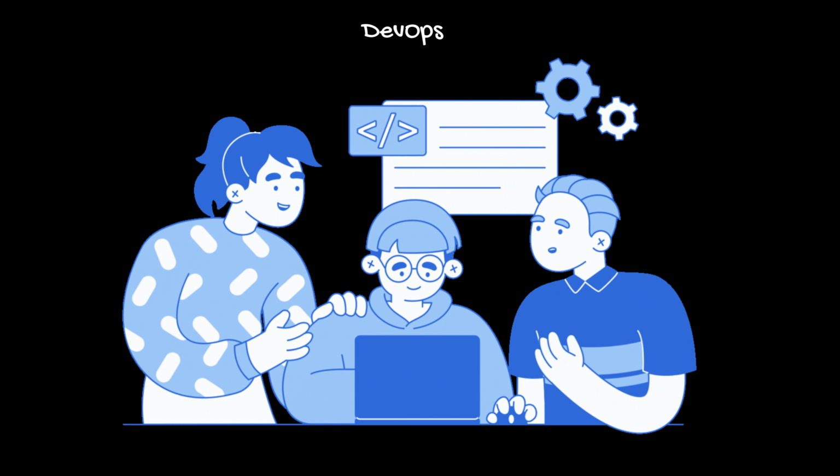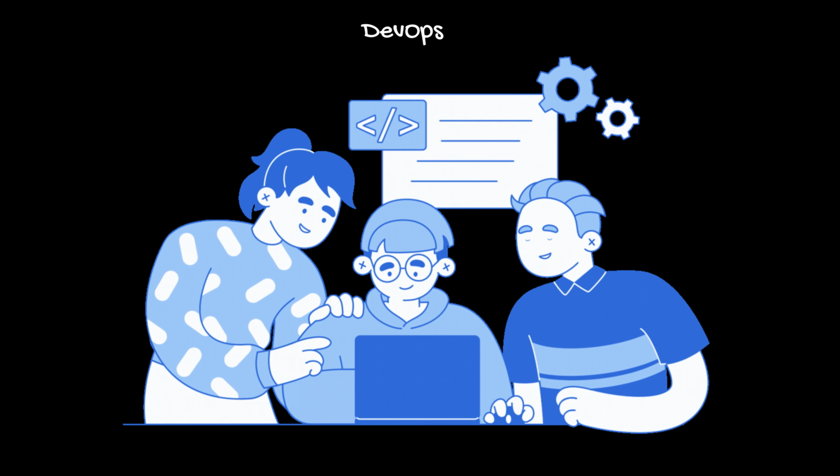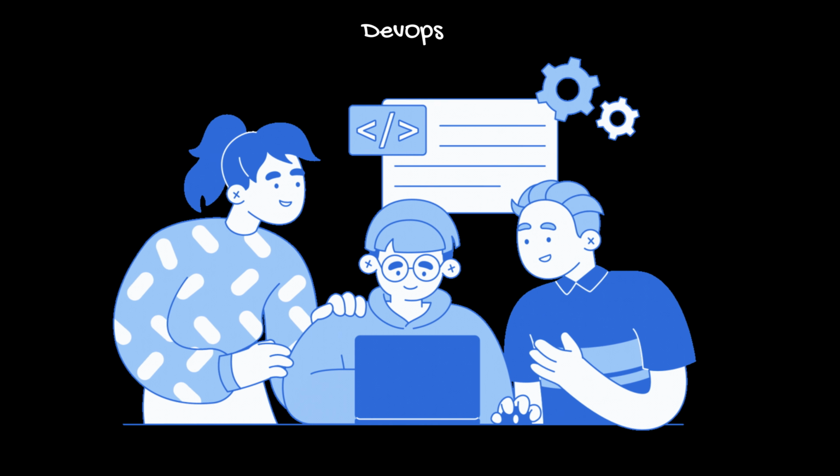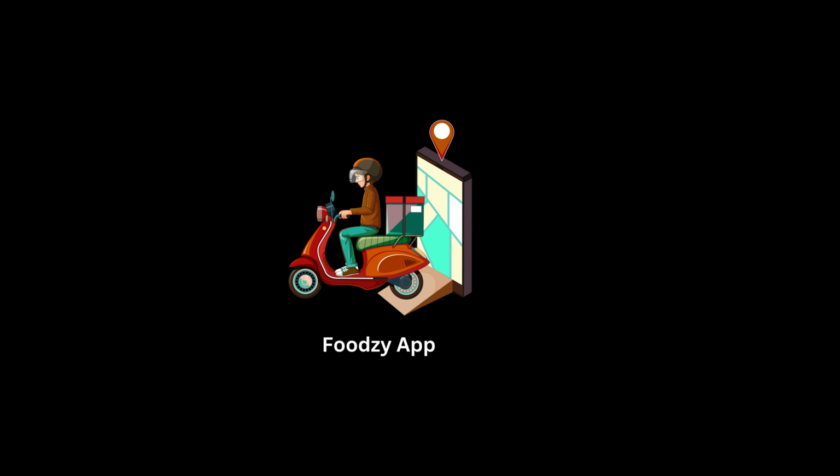So, let's meet each role not in theory, but through a real world example. Now imagine we are building Footsy, a food delivery application. Here is how the DevOps team is structured and what each person does.